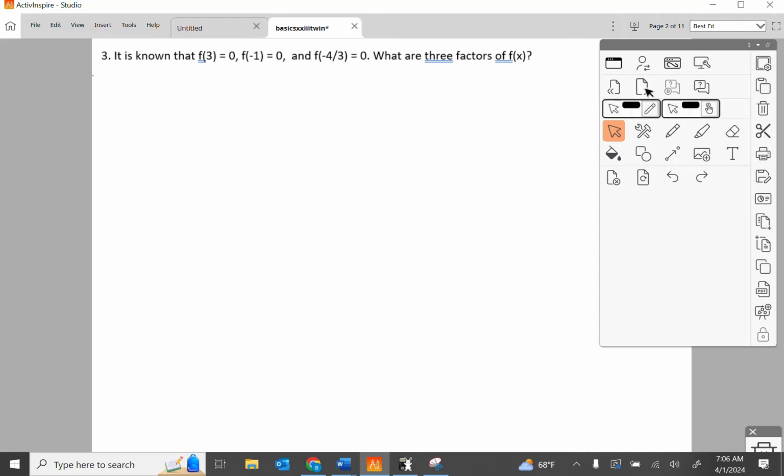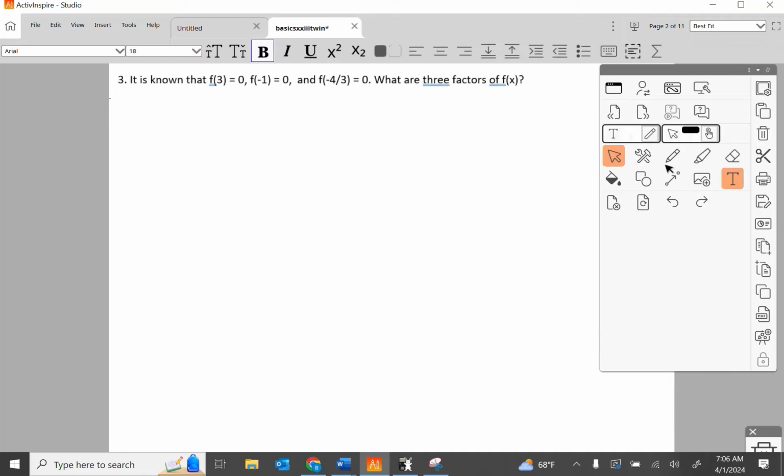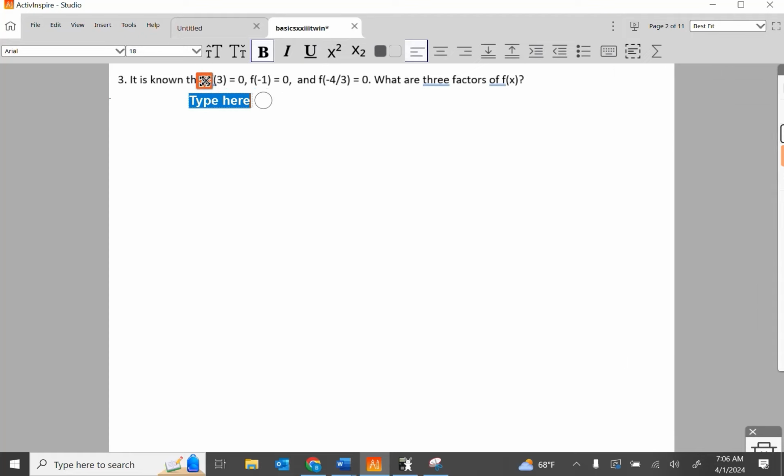It is known that f of 3 is 0, f of negative 1 is 0, and f of negative 4/3 is 0. What are 3 factors of f of x? So we'll talk about each one of these. This piece right here, f of 3 being 0, literally says x is 3. And if I do a shift left, I would have x minus 3 equals 0.